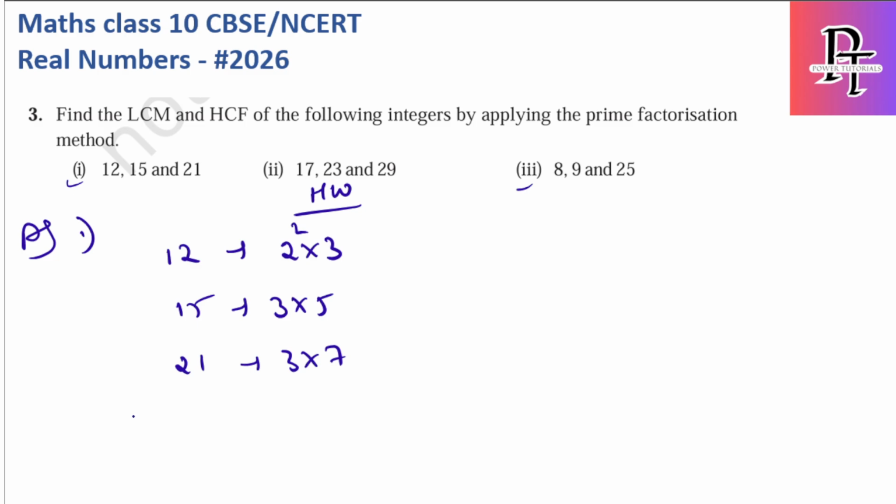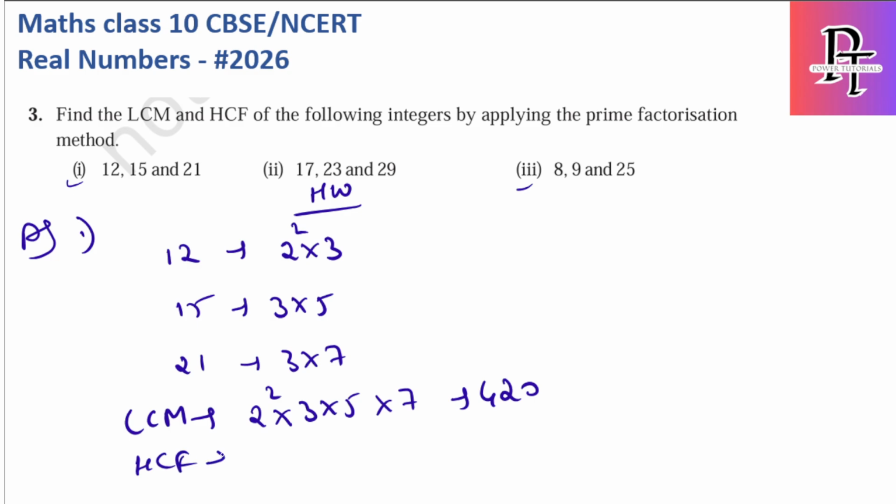They're asking LCM and HCF. So LCM is highest, which is, okay, let's try what are involved. 2 is involved, 3 is involved, 5 is involved, 7 is involved. Now let's see the highest. 2 square is the highest. Okay, so 2 square is 4, 4 3 is 12, 12 5 is 60, 60 7 is 420 is the LCM. And what about HCF? I write this common of all three. Only one, which is only 3.